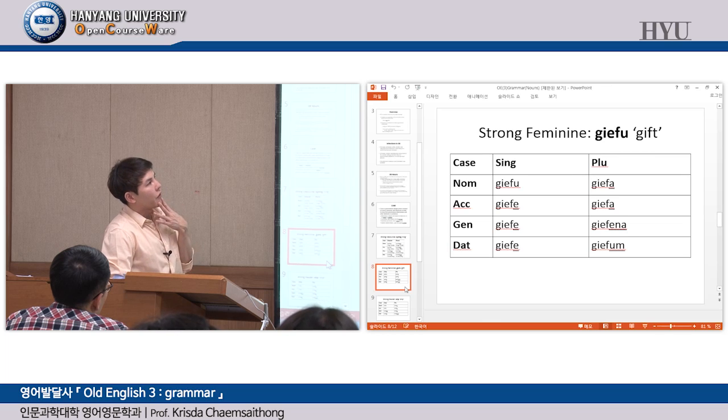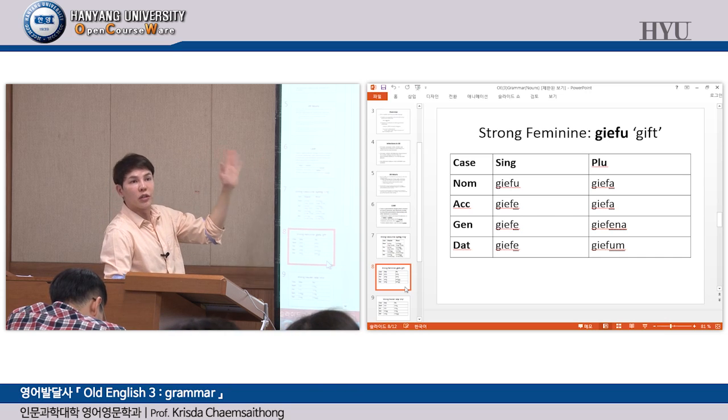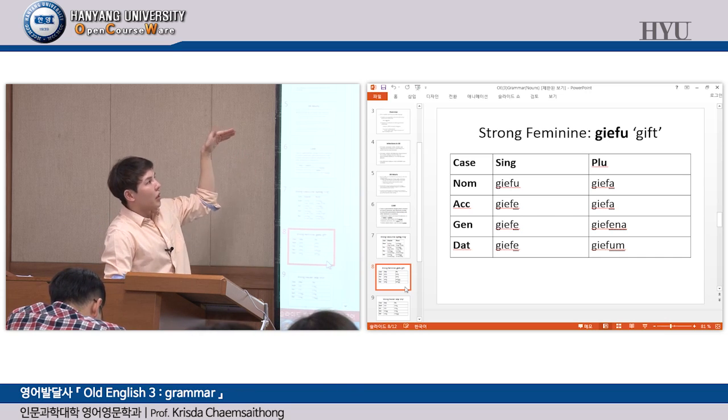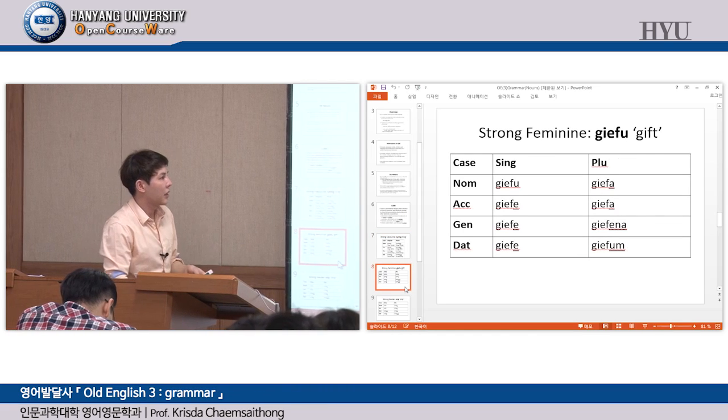And this is for feminine strong nouns, strong feminine nouns. Giefu is gift. So the base noun is giefu, without anything added to it. But when you go to accusative, genitive, and dative, you have e added at the end. Plural, you have a and ena and like that. So this is a different group. It shows different endings from strong masculine nouns. So the two are different, as you can see.